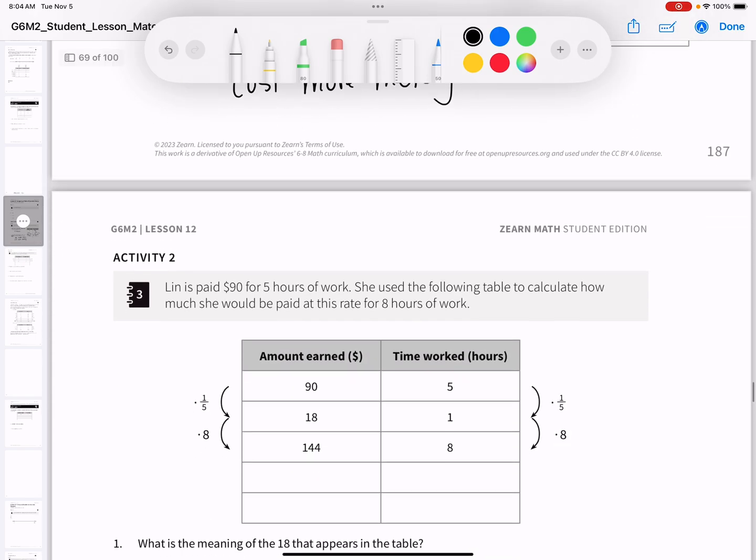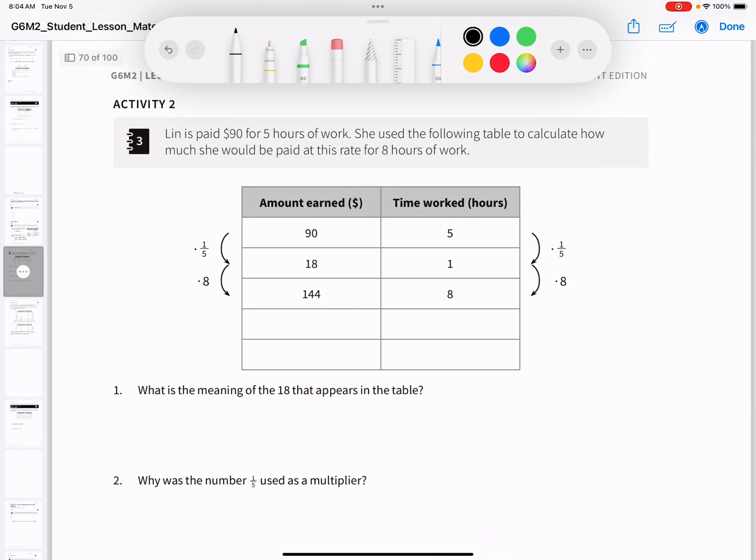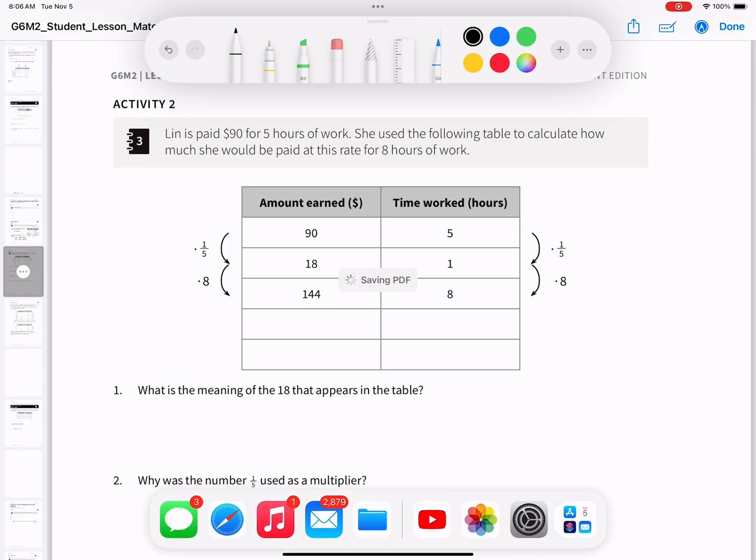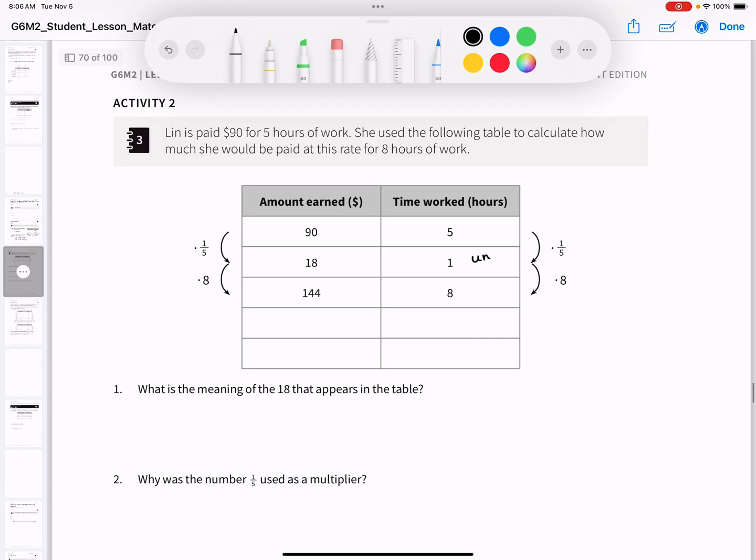Okay. Activity 2. Lynn is paid $90 for 5 hours of work. She used the following table to calculate how much she would be paid at this rate for 8 hours of work. So you can see the table here. $90, 5 hours. Now, we went down to 1 hour of work to get a unit rate. So this would be the unit rate. So unit meaning 1. Unit means 1. Just like per means 1. Unit also means 1. So for 1 hour of work, she got paid $18.